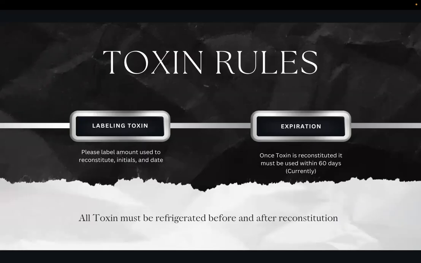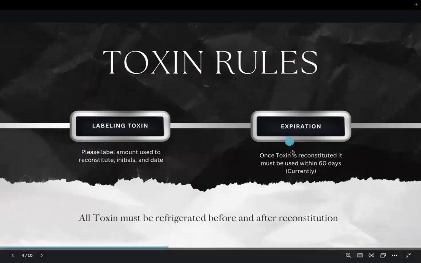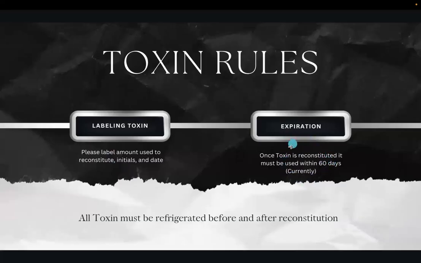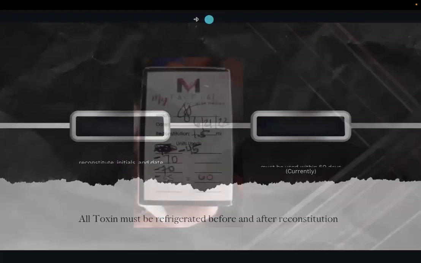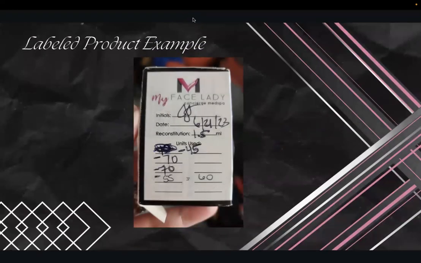If the product gets hot, it can break open those protein chains and that product will no longer work. So please make sure that you reconstitute, initial and date. All of the information does need to go on the vial. The reason why we want you to say what you reconstitute it with is because we have some injectors who will reconstitute at a 1-to-1 ratio, and you need to know exactly what you're getting. And then also the expiration date, the product must be used currently 60 days after reconstitution. Any questions on any of these toxin rules so far?